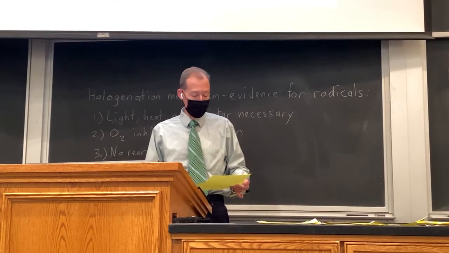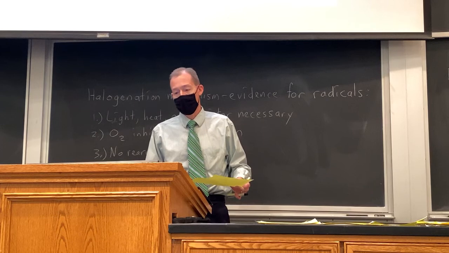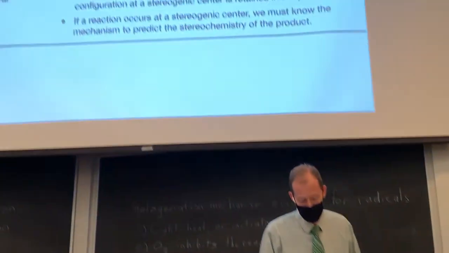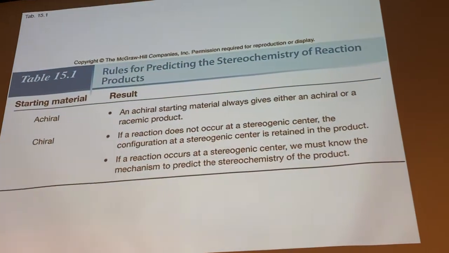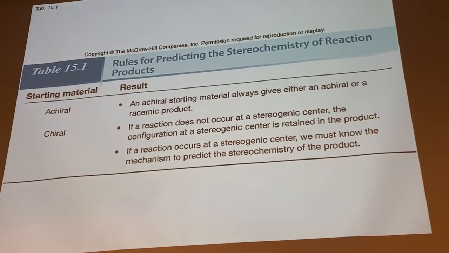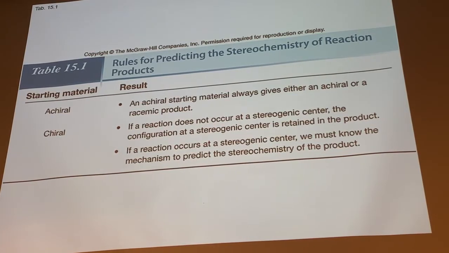All right, let's talk about how stereochemistry is involved in halogenation reactions. So this table here reviews the relationships between starting materials and products in terms of stereochemistry. You know that if we have an achiral starting material, we're either going to get an achiral product or a racemic product if we're forming a chiral product. Of course, there is an exception here: unless we have a chiral catalyst, but this is assuming there's no chiral catalyst involved.